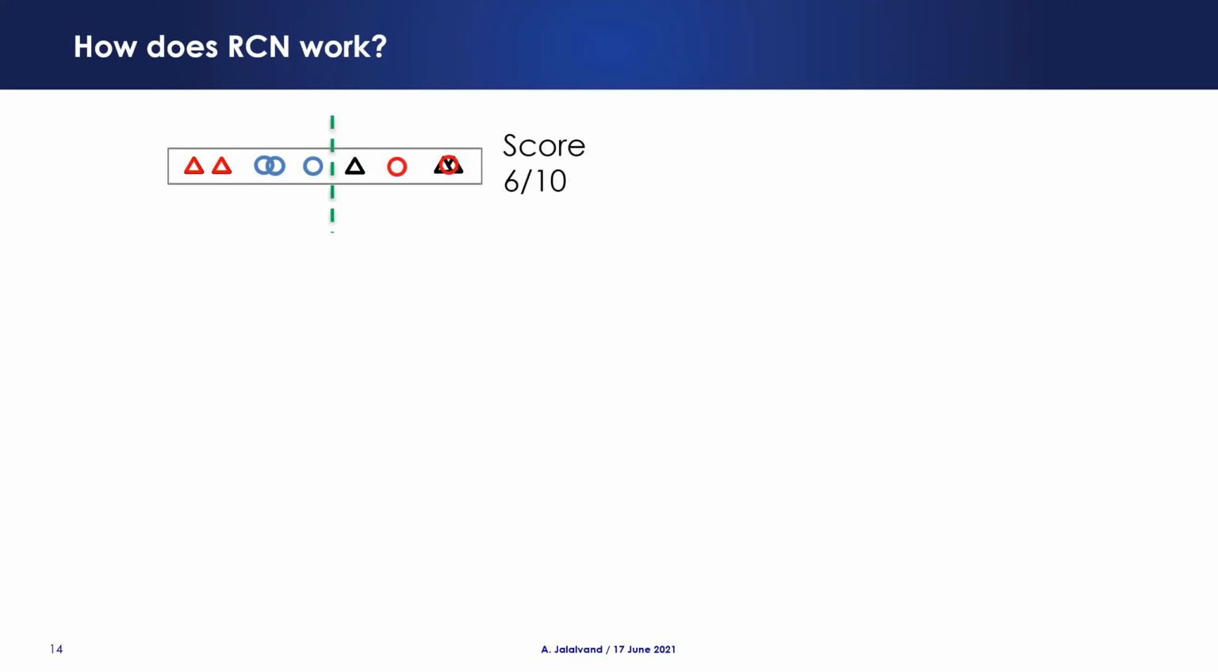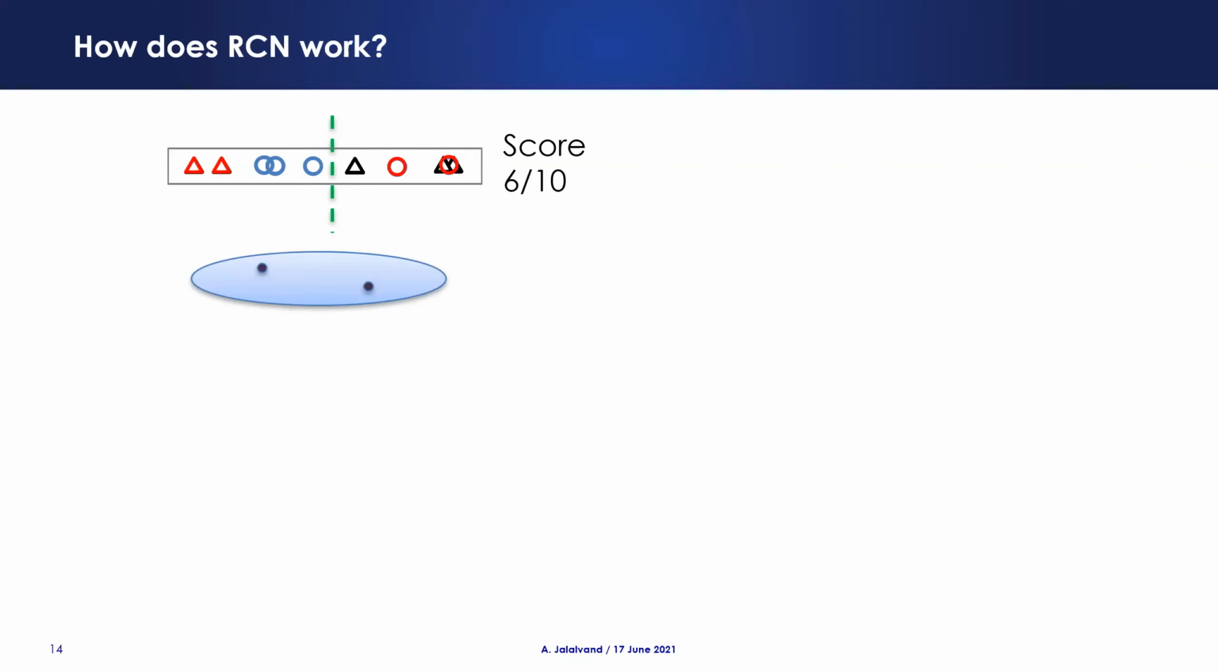The best line that you can come up with is this one, saying that the right side belongs to triangles and the left side belongs to circles. That gives you 4 errors. Two circles here and 2 triangles on the left are misclassified. So we scored 6 out of 10.